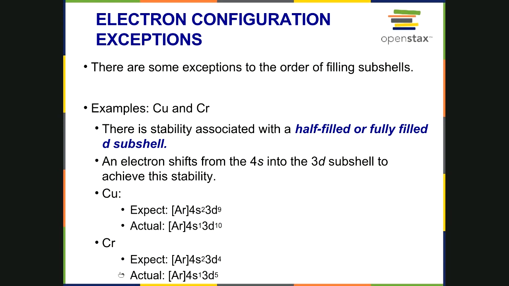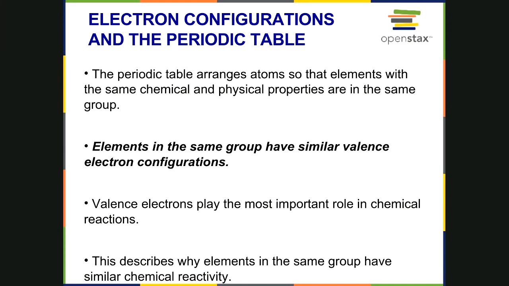And here's another example, okay, chromium. It has a 3d4, so it's an almost half-filled D sublevel. And again, the 4s2 is going to fall down and we'll end up with 4s1 3d5. Okay, it's not what you would normally expect based upon the filling rules, but this is what we observe. We see this pattern a lot when you have half-filled or almost fully filled D sublevels. You'll often see an S electron jump down to help fill it up.